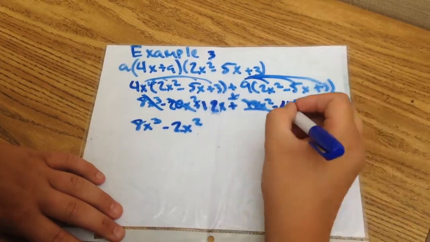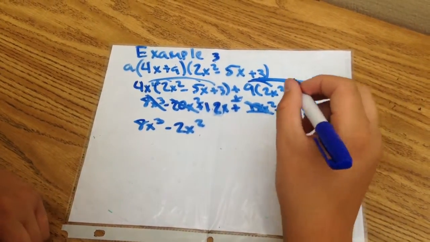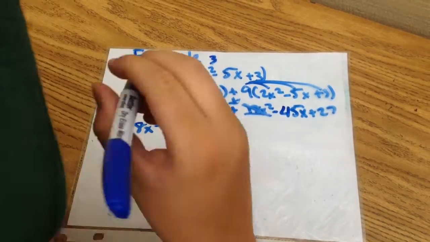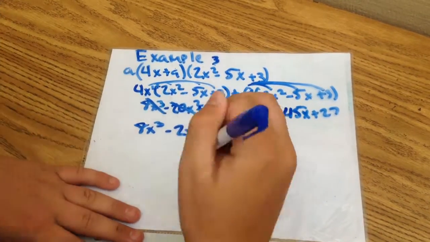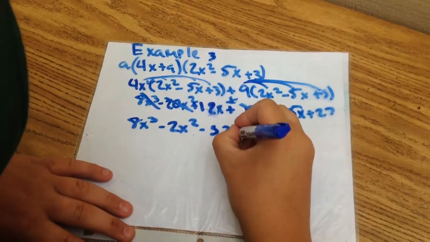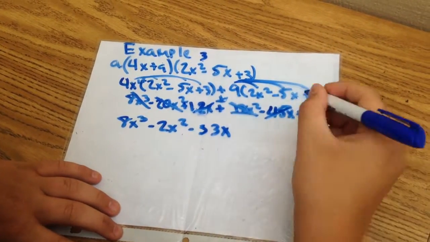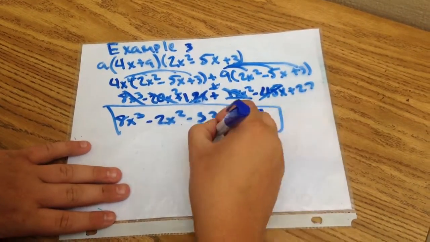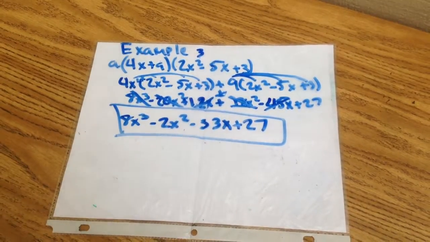Next, you have 12x. An x, an x. Good. So you're going to do negative 45 plus 12, which is going to equal negative 33. Negative 33, bring down the x. Now, these are done, and your last term is just plus 27 here. So your final answer is 8x cubed minus 2x squared minus 33x plus 27.